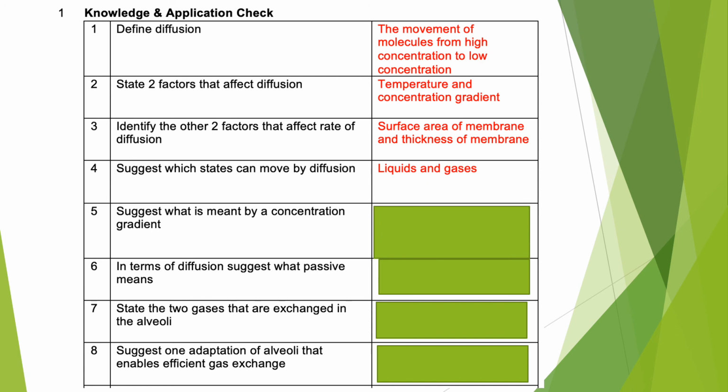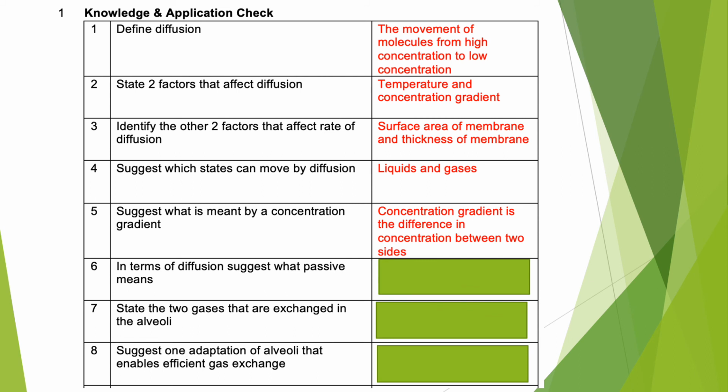Number 5, suggest what is meant by a concentration gradient. So going back to those definitions, make sure you understand what this is. A concentration gradient is the difference in concentration between 2 sides. So remember what it means to have a high concentration gradient and what is meant by a low concentration gradient, because those will help you understand and answer questions. Things like, if there's a low concentration gradient, then what is the rate of diffusion, right? Then you can tell me that it's slow.